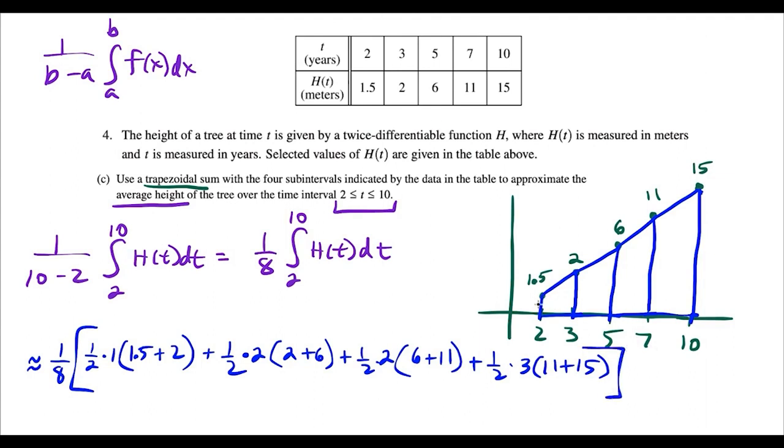And now just be mindful, the bases are the parallel sides of a trapezoid. So that's why it does throw people off sometimes, but the bases are actually going vertical here. And now the beauty of this part of the AP test is we don't actually have to simplify. We could just leave our final answer like this and say that this is the average height of the tree.